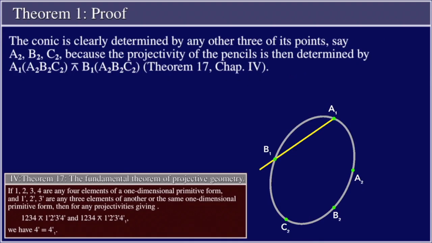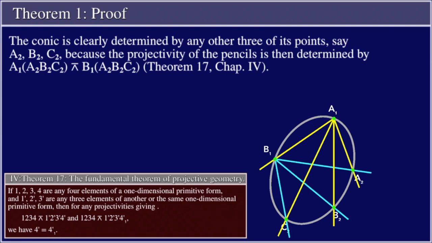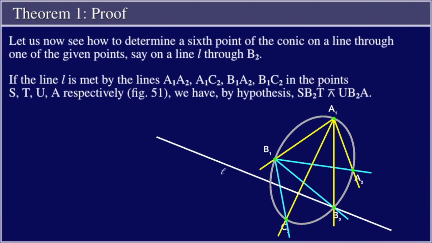The conic is clearly determined by any other three of its points, say A2, B2, C2, because the projectivity of the pencils is then determined by A1, A2, B2, C2 projective with B1, A2, B2, C2, by Theorem 17 of Chapter 4. Let us now see how to determine a sixth point of the conic on a line through one of the given points, say on a line L through B2.